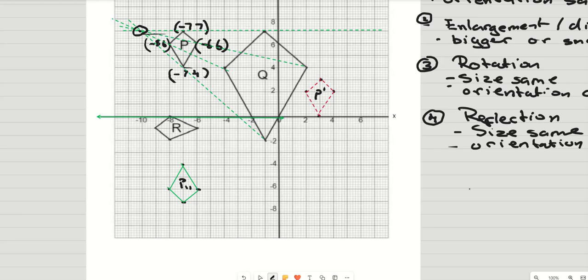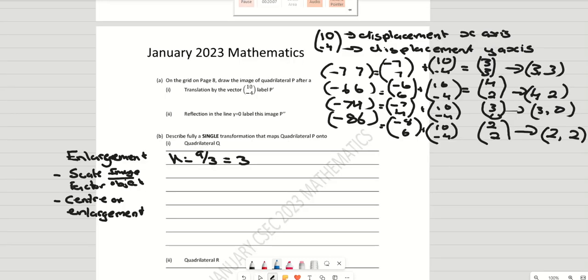My center of enlargement, my x value is -10. My y value is 7. So my center of enlargement is going to be, let me do this in a different color so you would not get confused, -10, 7. Right? And that would be my center of enlargement. Again, I wouldn't put it here.